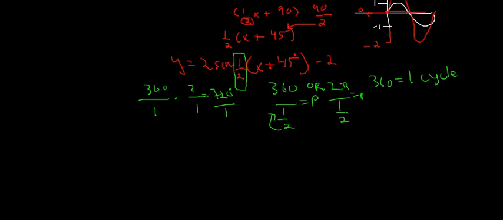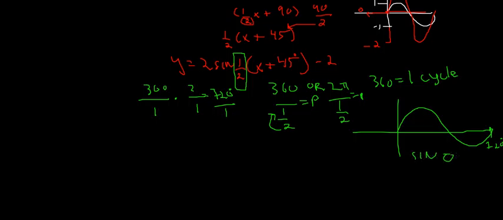So for my graph, it should take 720 degrees to complete one cycle. One cycle is going to one maximum, one minimum, and returning back to zero, because sine of zero is zero. So it should come back to zero.